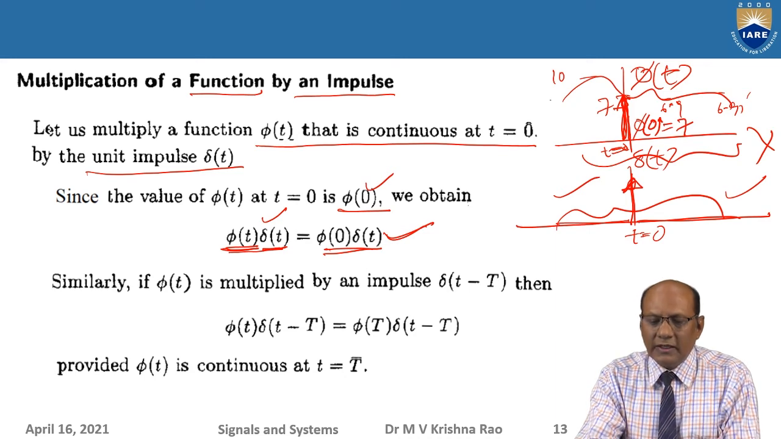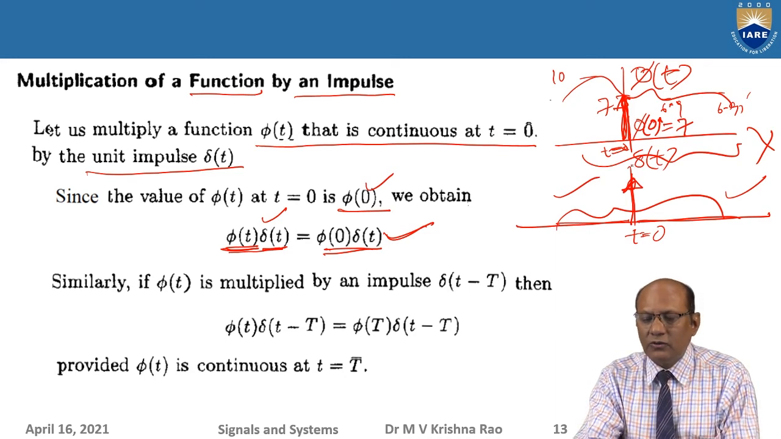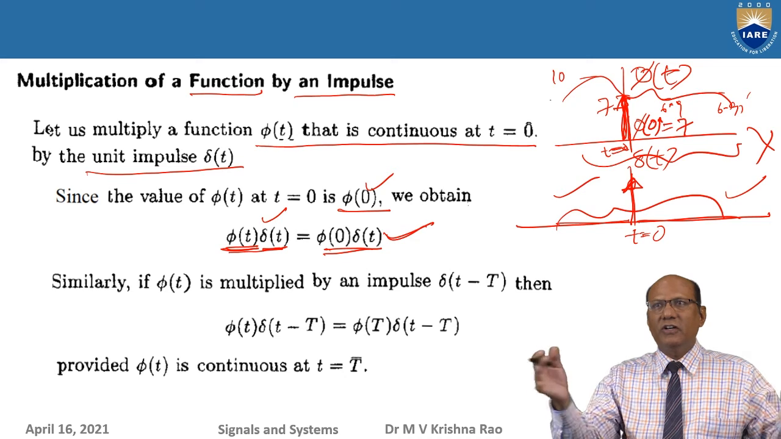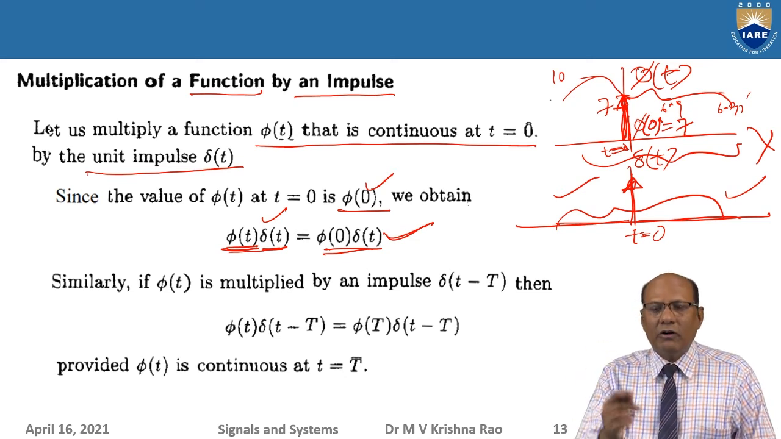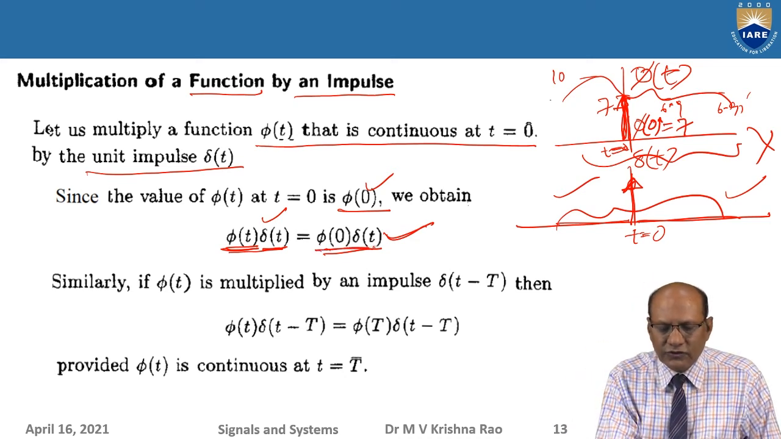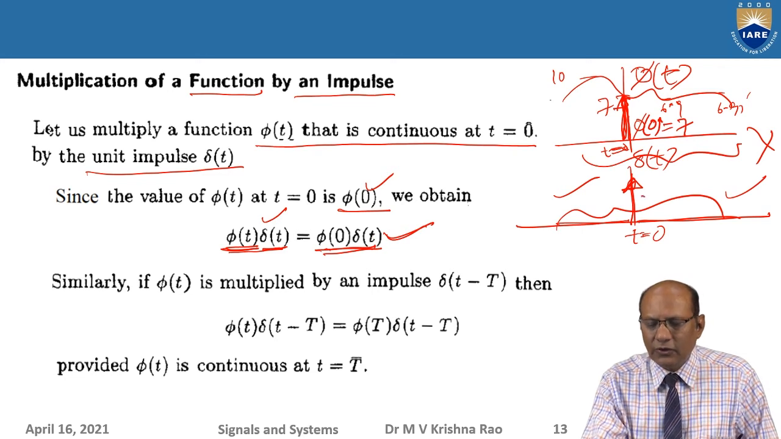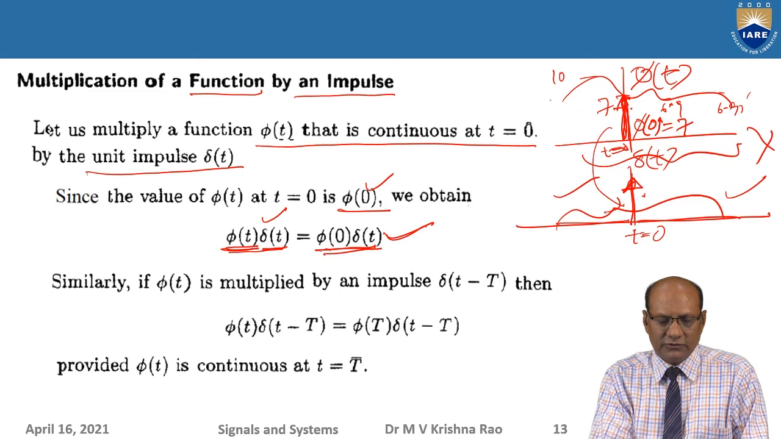So I am getting only one value out of this, even after the total multiplication of two functions, which are infinitely long. But I have one value. What is that one value? Phi of 0 multiplied by phi of 0 multiplied by delta of t. So that is what it means.